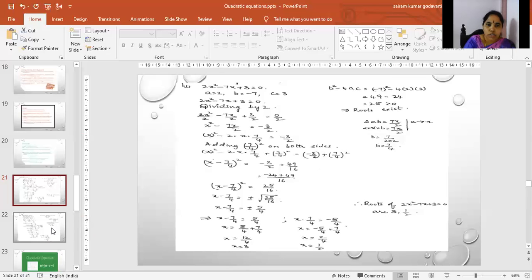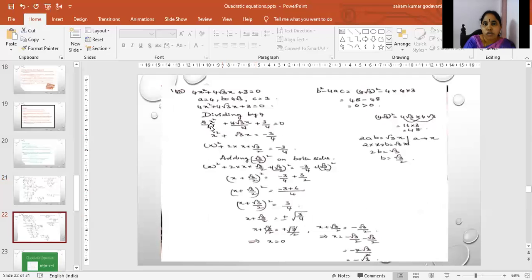Let us just check with one more example. 4x square plus 4 root 3x plus 3 is equal to 0. Recollect the first step. The coefficient of x square should be 1. In this case, it is 4. Remember, if it is 1, you need not divide by anything. Directly, you can continue.